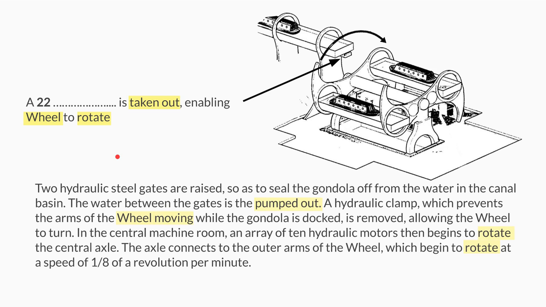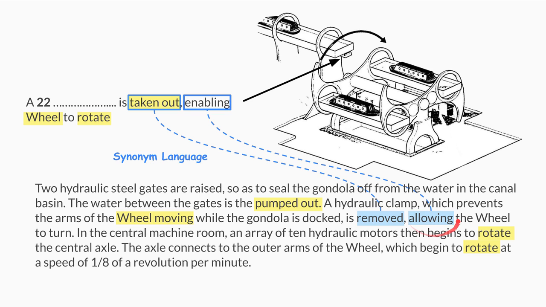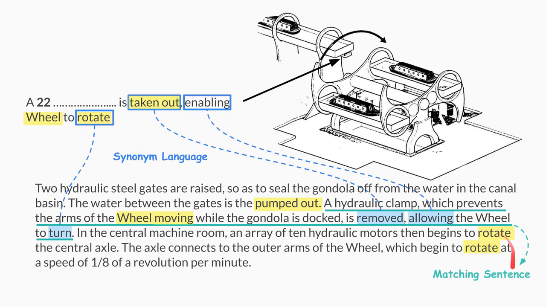So let's go ahead and mark these keywords now. Wheel, pumped out, moving, could be related to rotating. That could be synonym language. Here it mentions rotate. Here we have the synonym language to turn. Here we have removed. Removed is also synonym language for taken out. So pumped out, removed, taken out, they're talking about the same thing. And the next synonym word here is allowing. Allowing is synonym language for enabling. To enable is to allow. And finally, we have the word to turn. That is synonym language for rotate. So I'm pretty sure I'm going to find my answer somewhere around here. That is going to be my matching sentence.